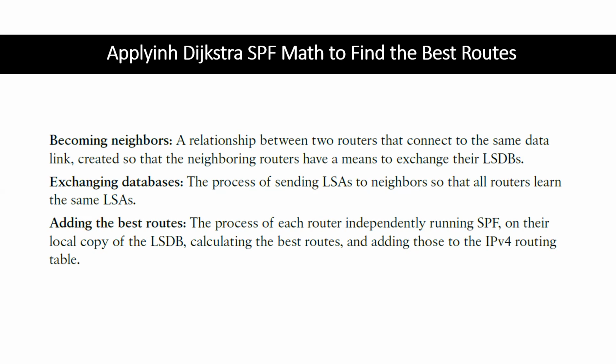Say I see something going on outside his house, somebody's breaking in, I can call them or what have you. There are some things that we need to fulfill, so go ahead and read this. Becoming neighbors: a relationship between two routers that connect to the same data link, created so that the neighboring routers have a means to exchange their LSDBs. So me and Aaron, we're physically neighbors, but we have to create a relationship. We have to be in the same neighborhood to be neighbors.